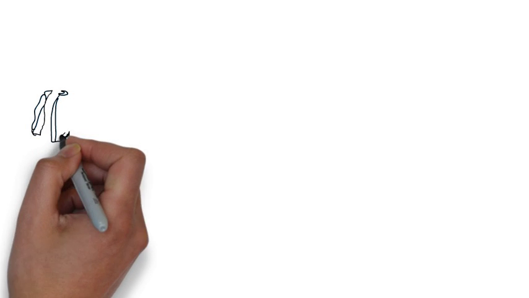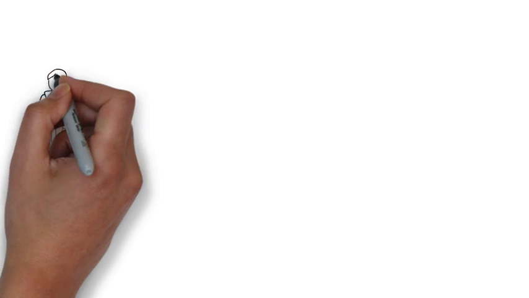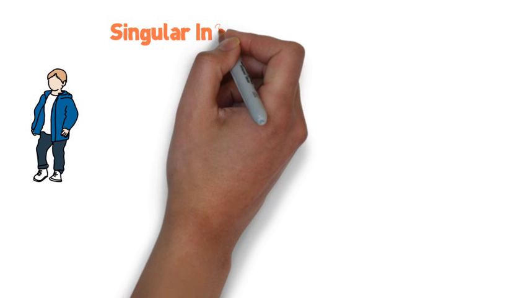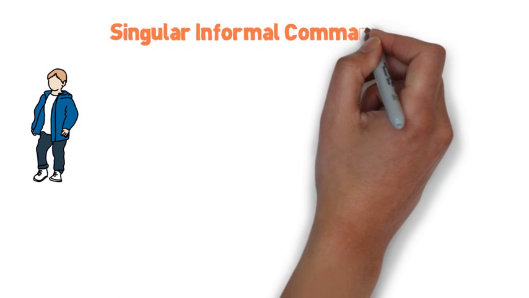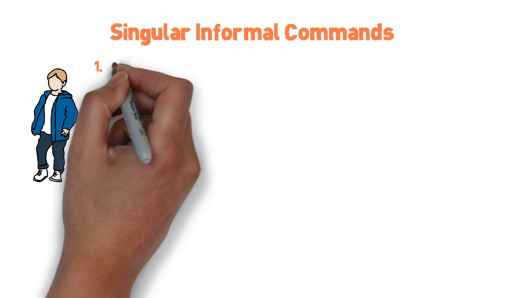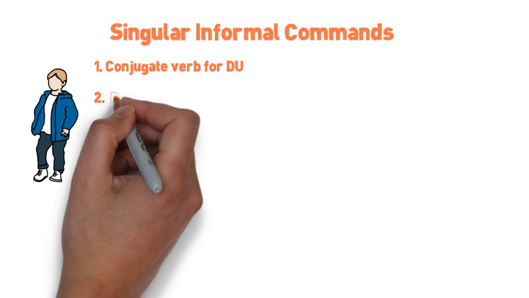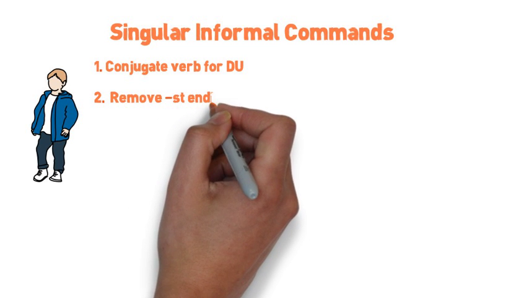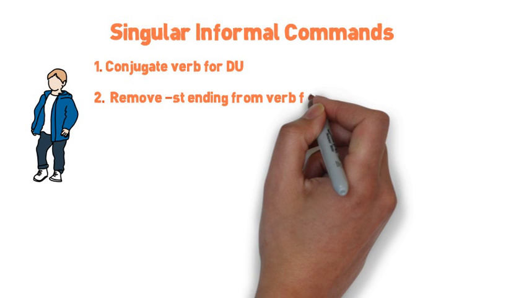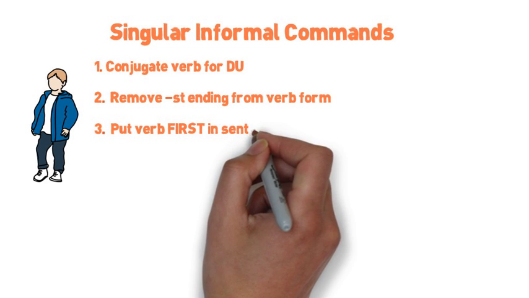Let's say you were talking to someone you'd address with du. One friend or family member. In other words, someone you'd call by their first name. Here's how you would formulate a command for this singular, informal situation. First of all, you would conjugate the verb that you want to use for du. Then, you'd remove the st ending from the verb, and finally, you'd put what's left first in your sentence without the word du.